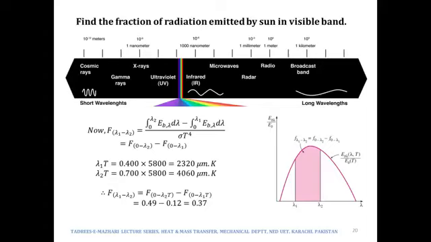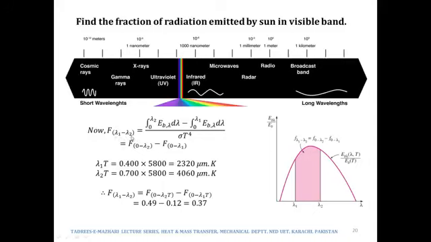Now let's take a problem. We have to find out the fraction of the radiation emitted by the sun in the visible band. So now let's say this is the visible band. Right? This is the figure that we were talking about a couple of slides earlier. Let's say lambda 1 is 400 nanometers and lambda 2 is 700 nanometers, or some people take it as 380 nanometers to 740 nanometers, that is fine. So we are trying to learn how to find that out.